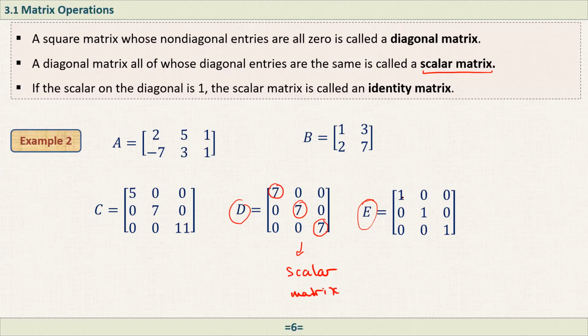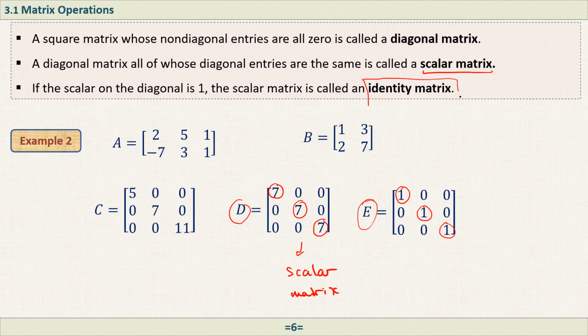And also this one, right? As you see here, all the entries on the diagonal are equal. That's also an example of a diagonal matrix. If the scalar on the diagonal is 1, the scalar matrix is called an identity matrix. You should know this very well. We are going to use this a lot.